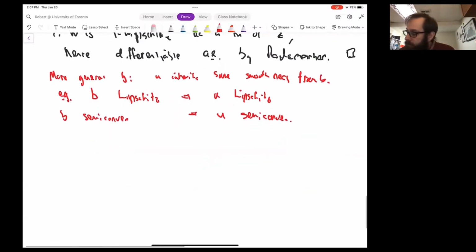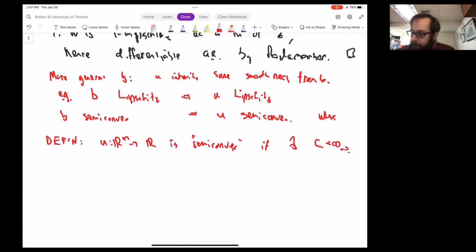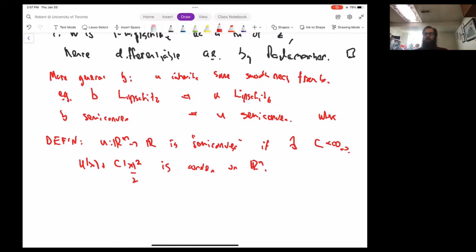So this is a definition. Let's say a function u on Rn is semiconvex if there exists a constant such that u of x plus a large multiple of 1/2 x squared is convex. And so you can imagine that this works. There's a local version of this definition where you would say u is semiconvex on a small ball if there's a large constant such that u plus c x squared is convex on the ball.